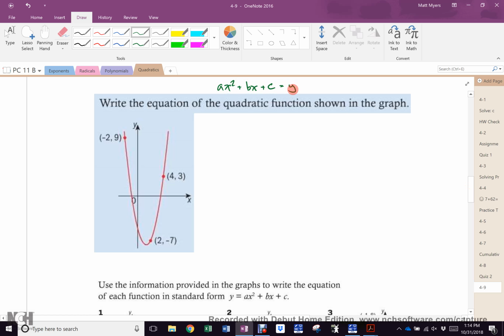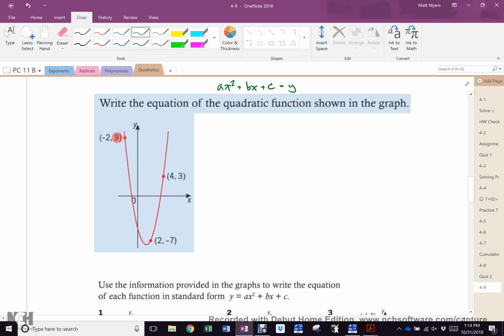That's standard form, correct? What do you see right there? X. What do you see right there? X. What do you see right there? X. What do you see right there? X. Okay. What do you see right there?